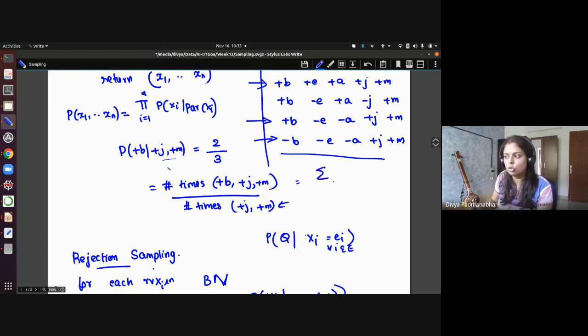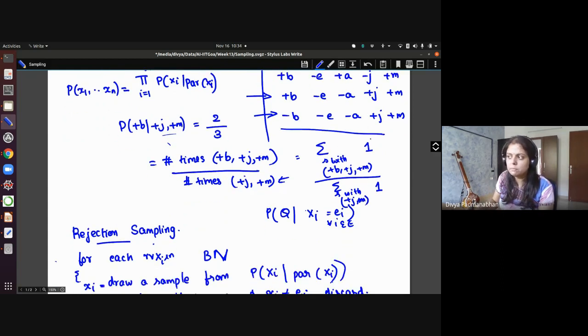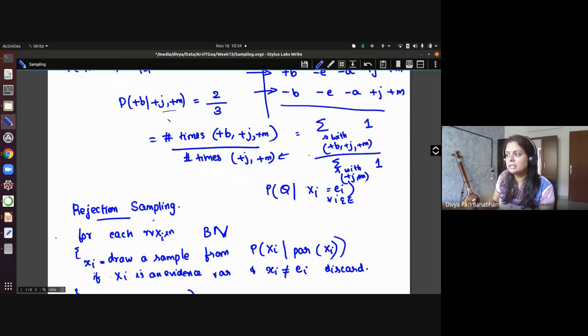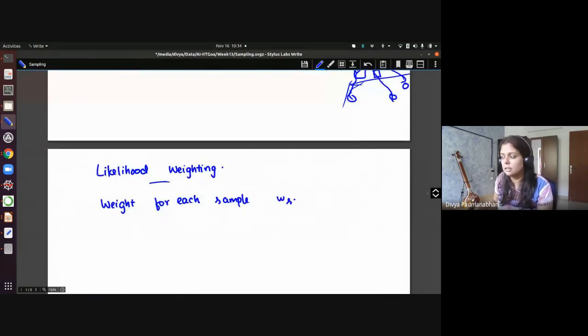So this is like saying, you count the number of samples with plus B plus J plus M, and you treat it as 1, divided by the number of samples with plus J plus M. You give it, you treat it as a 1. So this is exactly the same computation. Now in likelihood weighting, instead of this 1, I'm going to take it as some W, some weight for each sample. By doing that, I will not have this kind of a condition, number of samples with plus B plus J plus M. So let's just see it a little better.